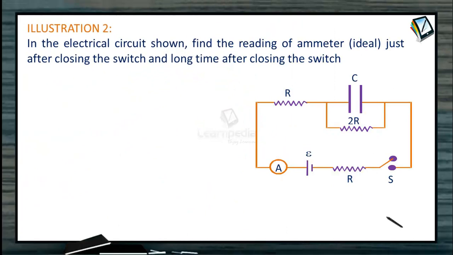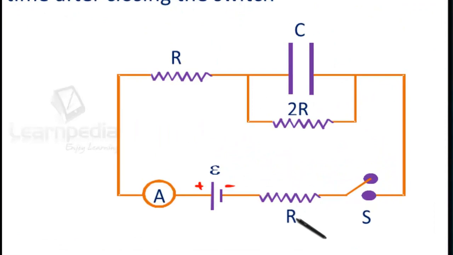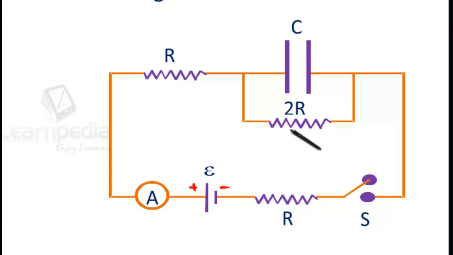Illustration 2. In the electrical circuit shown, find the reading of the ideal ammeter just after closing the switch and a long time after closing the switch. So this is a battery connected. We have resistance here as R, another resistance R, this is 2R, and this is the capacitor C.